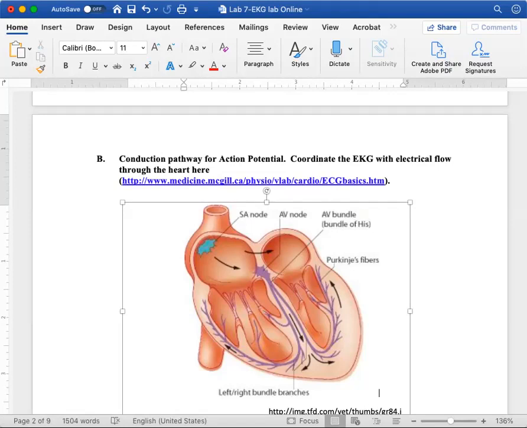So which portion depolarizes first? The SA node spreads that action potential through the atria, and then it goes to the AV node. And then the AV node spreads it through the ventricles. So it's going to spread it down the interventricular septum, down to the apex, and then up the sides. And so this flow of electrical current causes the atria to contract from the top down, and the ventricles contract from the bottom up. These are electrically isolated.